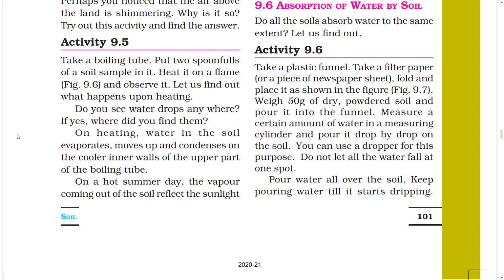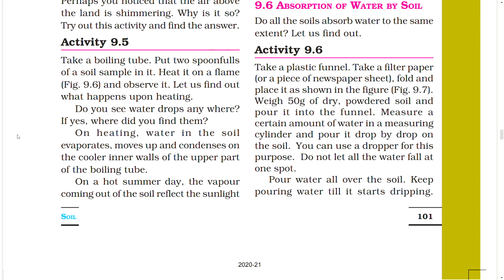9.6 Absorption of water by soil. Do all the soils absorb water to the same extent? Let us find out. Activity 9.6. Do this. Take a plastic funnel, take a filter paper or a piece of newspaper sheet, fold and place it as shown in the figure.